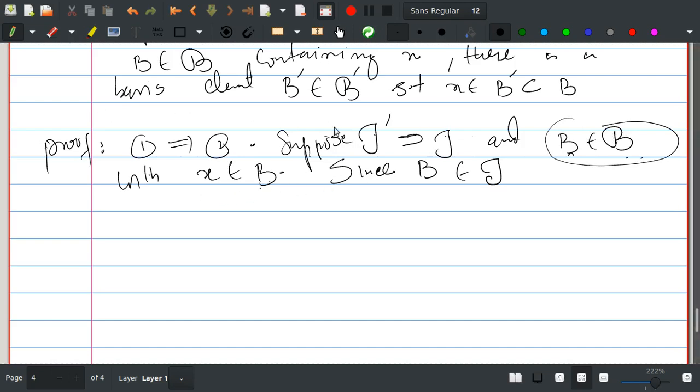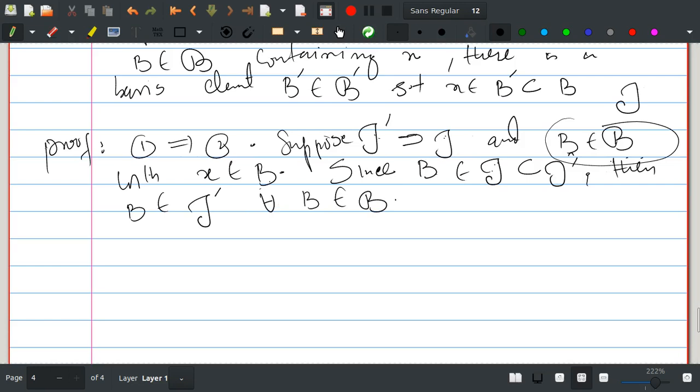Now since B prime is the basis of topology T prime, that means every basic element in this fancy B is here. So if this B is a basic element in T, then this B belongs to this T, but T is contained in T prime. That means B is in this T prime for all B in the basis.